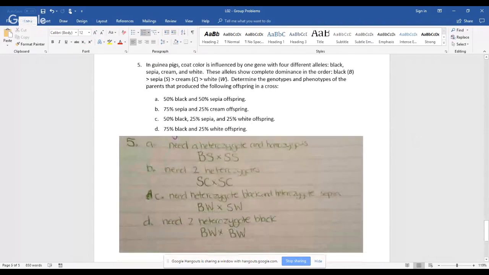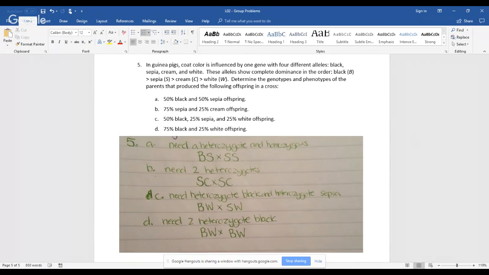And then in the last part, we have to determine the genotypes and phenotypes of the parents that produce the offspring in the following cross. And they told us that black is dominant to sepia, sepia is dominant to cream, and cream is dominant to white. So to get 50% black and 50% sepia, you'll have to have a black sepia crossed with a homozygous sepia, and that will give you that ratio. For 75% sepia and 25% cream, you'd have to have 2 heterozygotes for sepia cream, and it comes out to 3:1, like 75 to 25%.